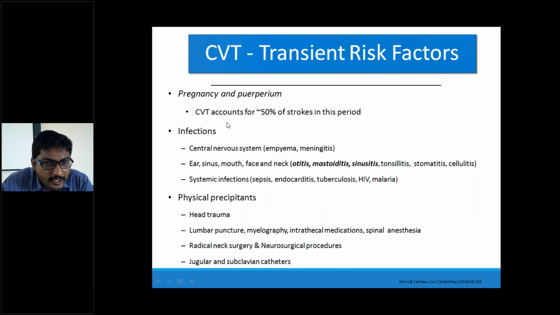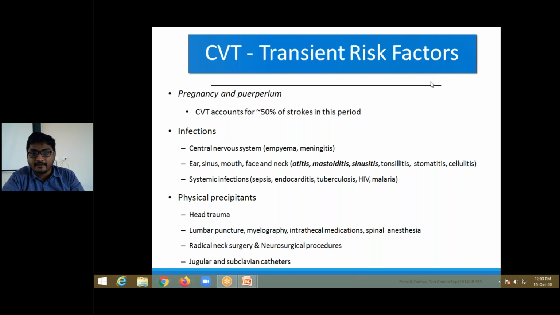Pregnancy accounts for 50% of the strokes in this period. Infections: CNS infections like empyema and meningitis. Ears, sinus, mouth, face and neck infections like otitis, mastoiditis, sinusitis, tonsillitis, stomatitis and cellulitis may be causes, but very, very rare. Systemic infections like sepsis and endocarditis; remember, endocarditis may predispose to CVT. Also tuberculosis, HIV and malaria.